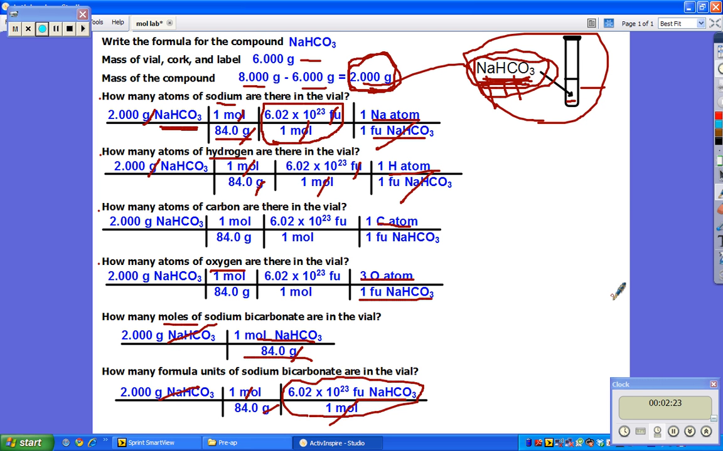Now be careful on the rest of the questions. They're asking almost the same types of questions, but I might ask a little bit differently. Just be aware of what types of questions are being asked.